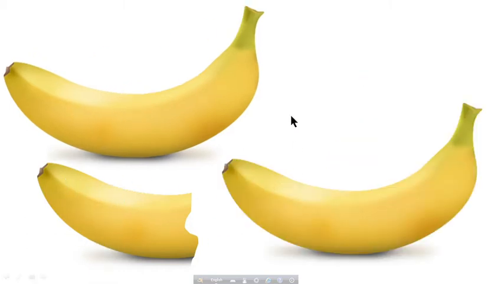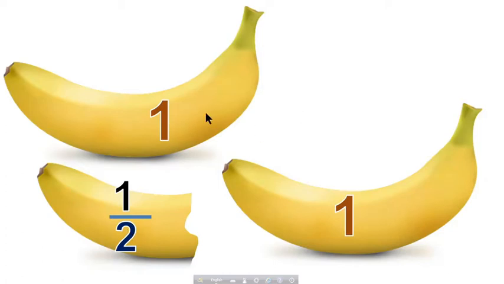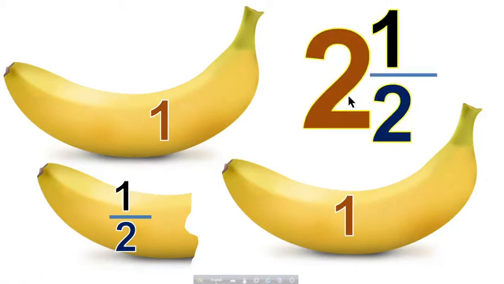In the next image, next photo, we can see 2 full bananas. That means 2 integer, and this banana is a half of banana. So we have got 2 integer 1 by 2.